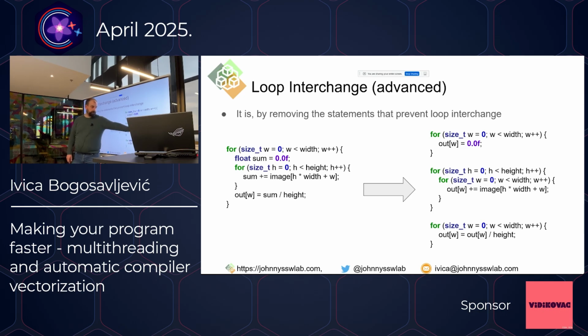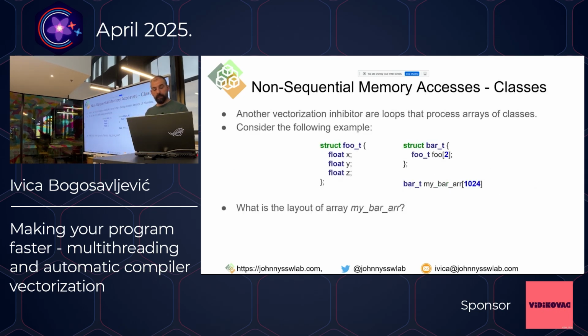Sequential, yeah. H times width plus W. W is the innermost loop. And what was here? Strided, yeah. H times width, and H is the outer loop. Okay, questions?